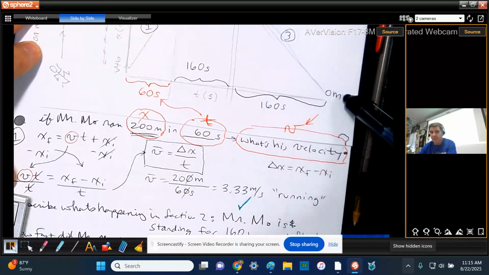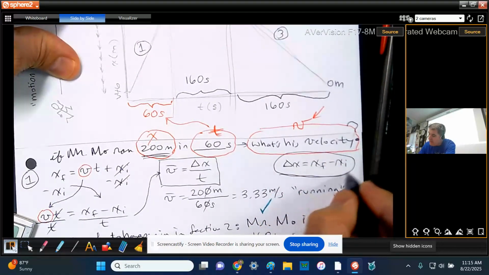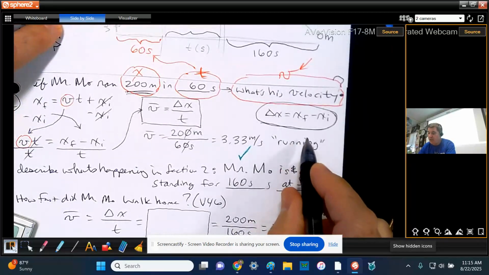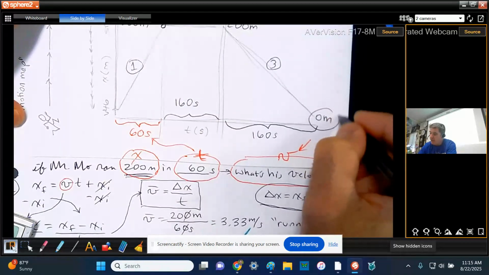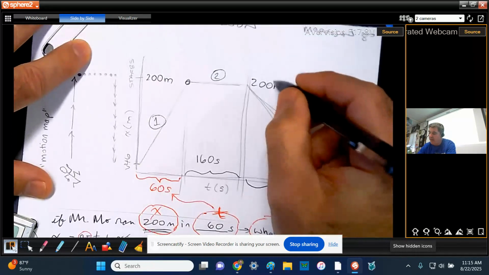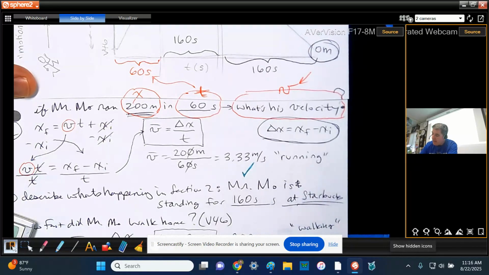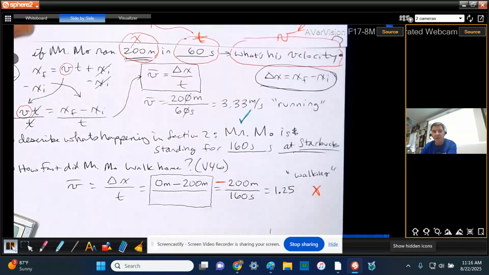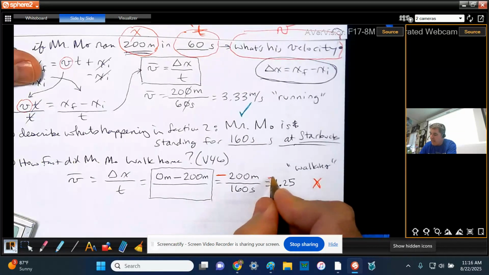This is not 200 meters. Check it out. This is why this is important, because this idea says I'm going to take my final position minus my initial position. So what was my final position? This is my final position. My final position is 0 meters. So I'm going to put 0 meters here minus my initial position. What was my initial position? My initial position was 200 meters. So what is 0 meters minus 200 meters? It's a negative 200 meters, and that makes this answer negative.